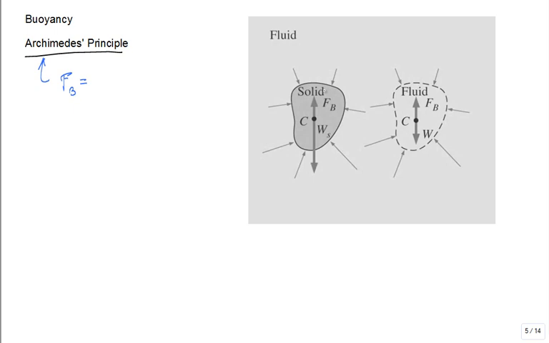I have an object right here. Think about a solid object. It's heavy. It's submerged. It's submerged in a fluid. What is the buoyancy force, the upward directed buoyancy force equal to? Archimedes' principle says it's equal to the weight of the volume of fluid displaced by the solid. It's the weight of the fluid that's displaced by the solid.